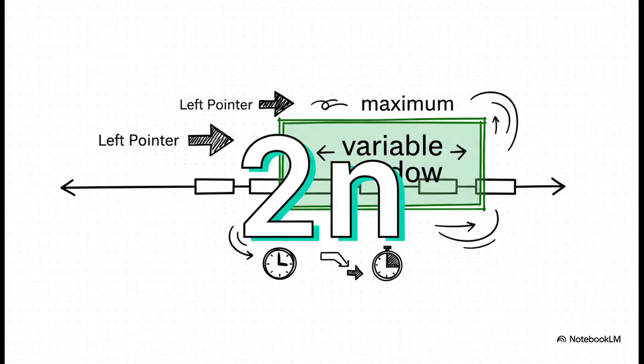So here's the crucial point. With the variable window, both the left pointer and the right pointer only ever move forward through the array. They never ever go backward. What that means is, in the absolute worst case scenario, each pointer travels the entire length of the array, n, just once. So that gives us a maximum of 2n total movements.